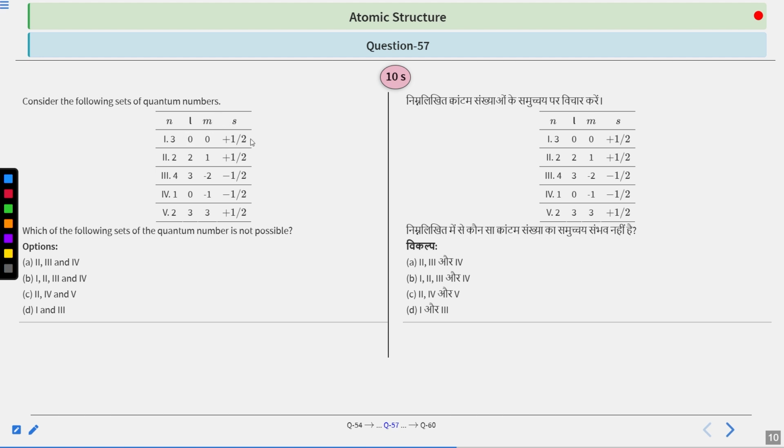The sets are: 1, 3, 0, plus half; 2, 2, 2, plus half; 3, 4, 3, minus half; 4, 1, 0, minus half; and 5, 3, 2, plus half. Which of the following sets of quantum numbers is not possible? Options are A, 2, 3, 4; option B, 1, 2, 3, 4; option C, 2, 4, 5; option D, 1 and 3. You have 10 seconds to solve this question. Your time starts now.